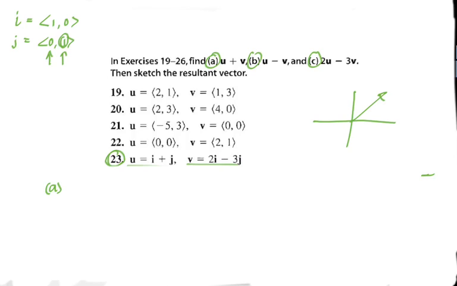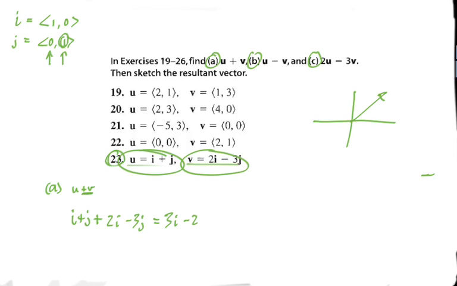Okay, so A says u plus v. All right, so I'm going to take u and add v to it. It's already set up for me. It's written in this form. And so I just go i plus j. That's the u. And then I'm going to go plus, and I'm going to add v. So let's add v now. v is 2i minus 3j. Now this is not like rocket science. How many i's do I have? There's 3 i's. And I have, is that a negative 2j?